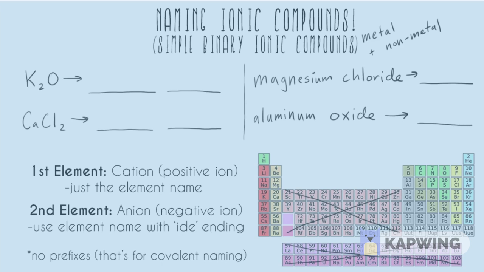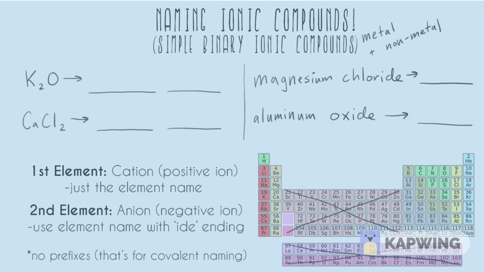And so our first element, that's always going to be the cation, which is the positive ion, and that's just the element name. So we look that guy up, and whatever it is, we're just going to name it. And so you always know, in this case, the metal is always going to come first. The metal is always a cation. And then the second element, the nonmetal, that's going to be the anion, the negative ion, and then that's going to have the same element name, but then we're going to replace that last syllable with the IDE ending, pronounced "ide."